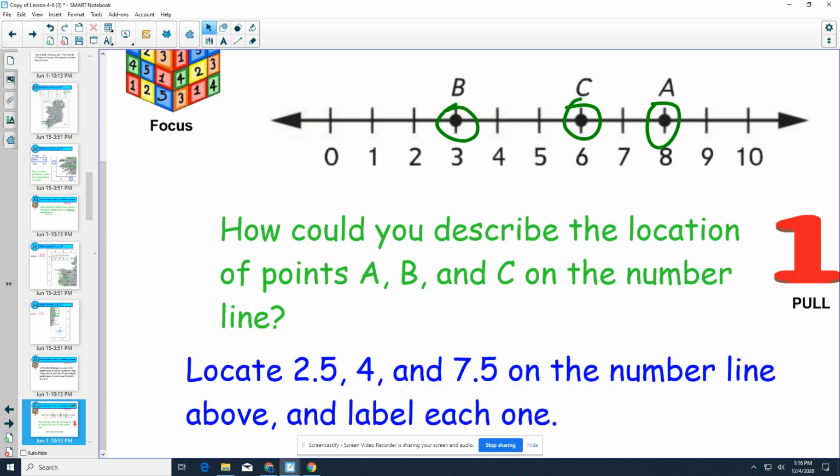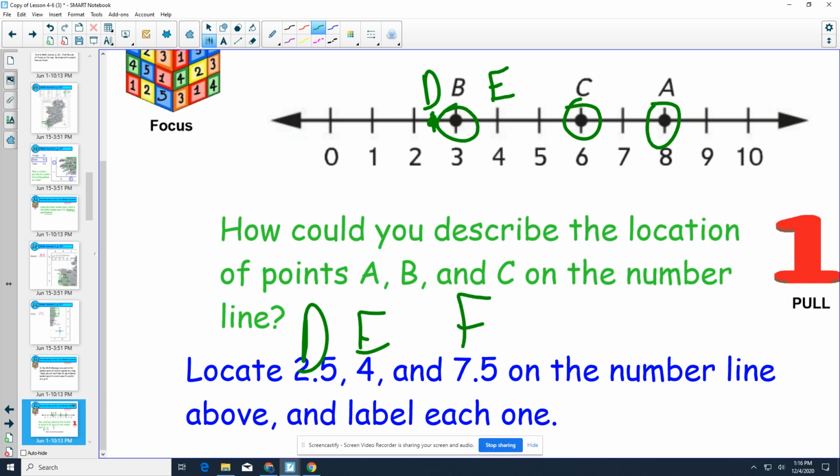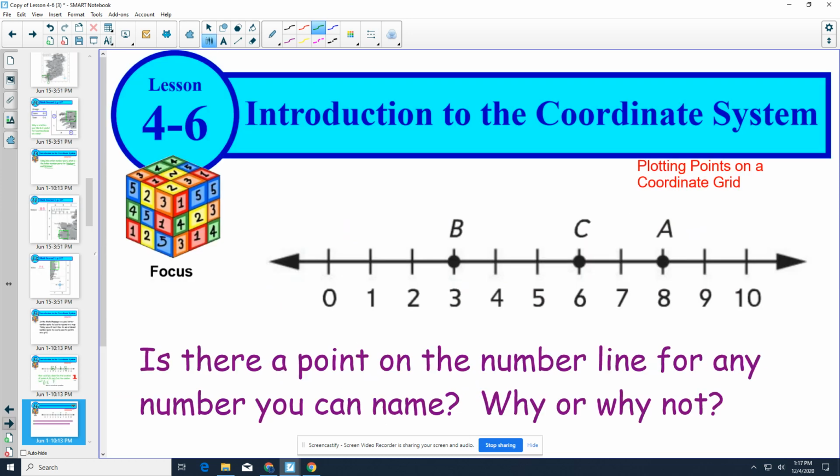But very simply, we could locate 2. Now let's locate 2.5 on here. And we want to label them. So we're going to say D will be 2.5. So when I look between 2 and 3, halfway mark would be D. And then let's see, we're going to say E for 4. So I see the number 4 and I put an E. And then for 7.5, I'm going to use an F. And I know 7.5 is halfway between 7 and 8. And I would put F. So very simply, we're just plotting points, right? We use that word plot there.